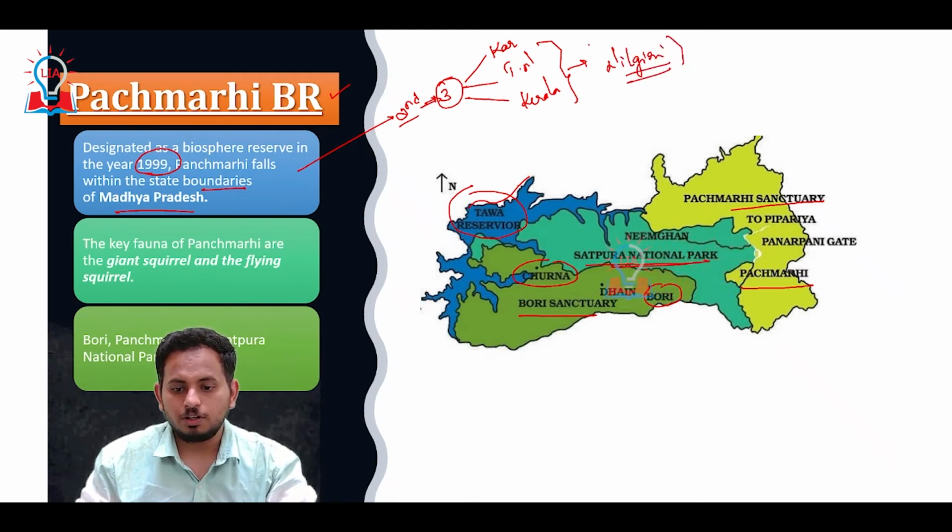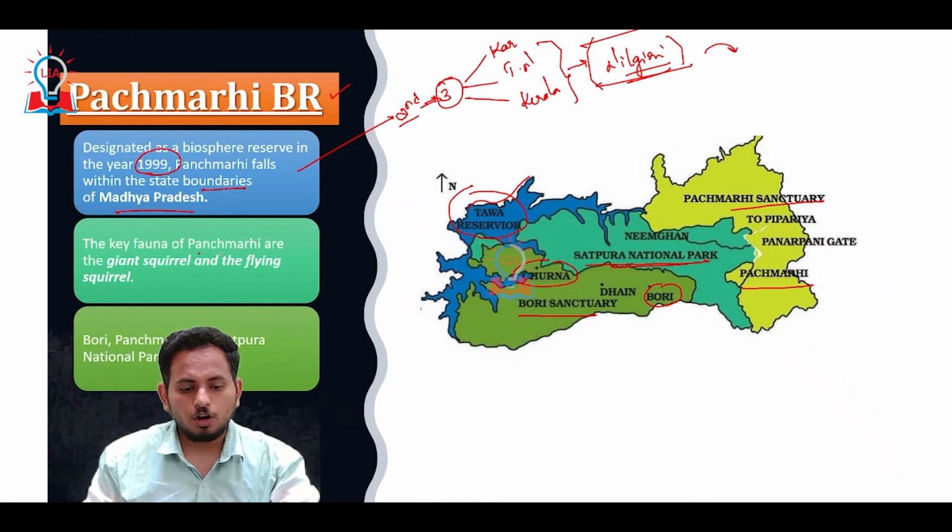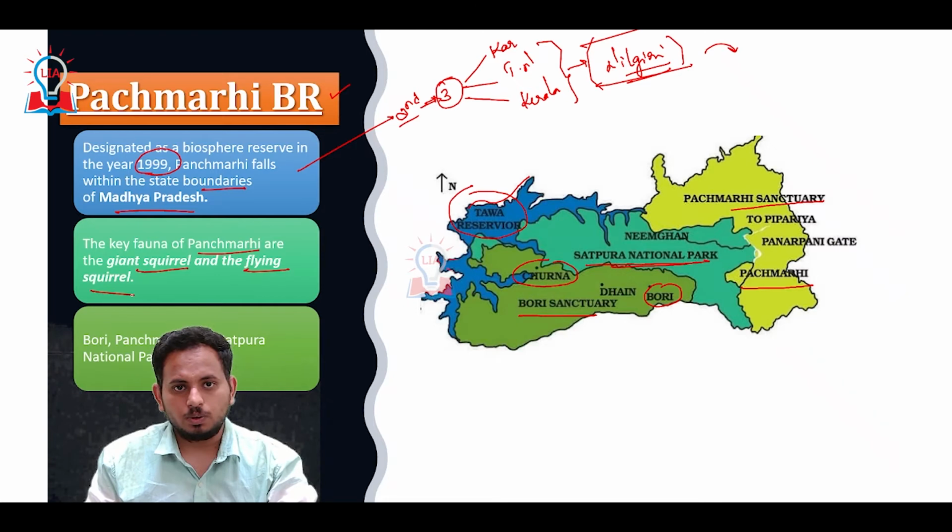If you have not watched the video, please go back, pause it here, watch the second video and then we will resume. The key fauna of Pachamarhi are the giant squirrel and the flying squirrel.